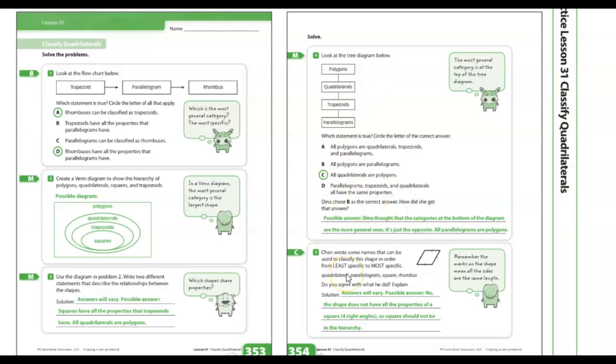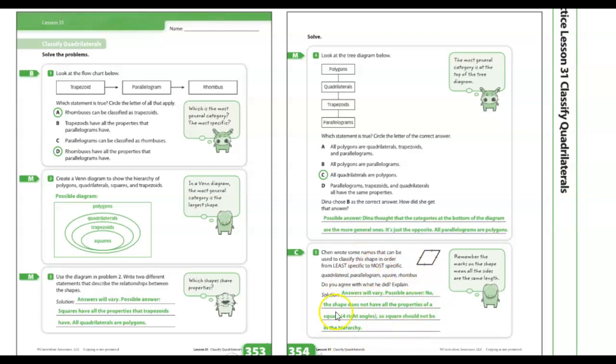All right, and then number 5. Chen wrote some names that can be used to classify this shape in order from least specific to most specific. Quadrilateral, parallelogram, square, rhombus. Do you agree with what he did? Explain. No, the shape does not have all the properties of a square, which would be the 4 right angles, so a square should not be in the hierarchy.